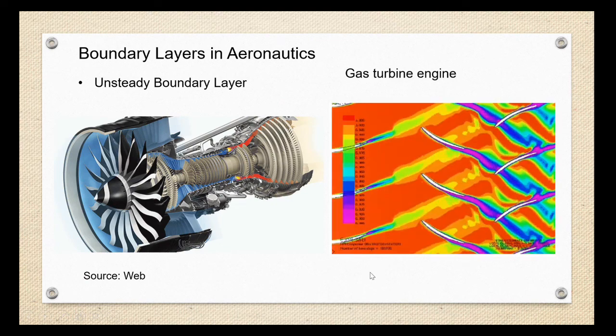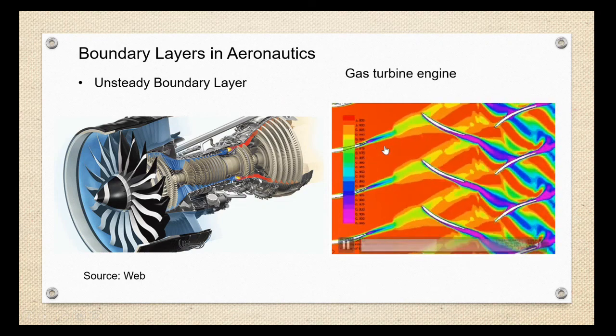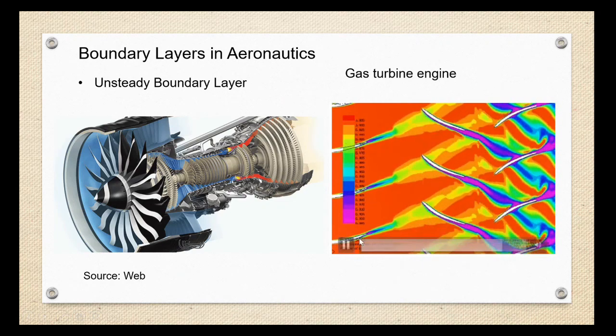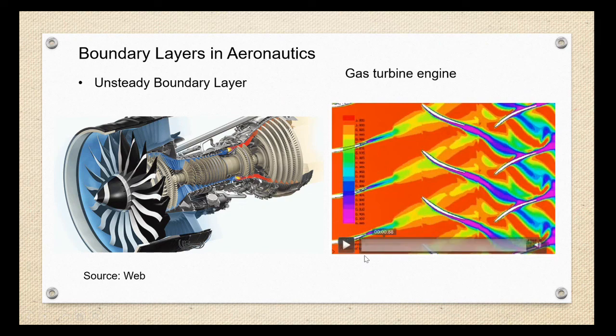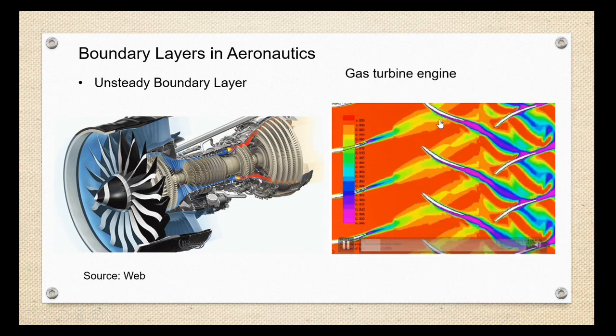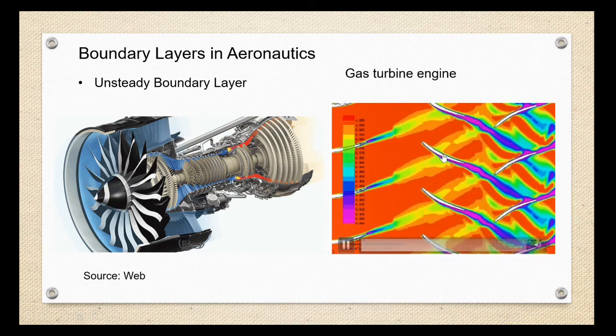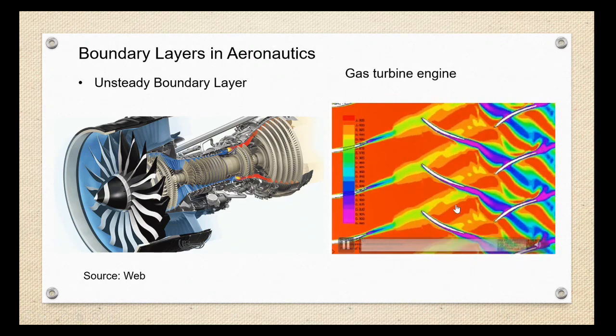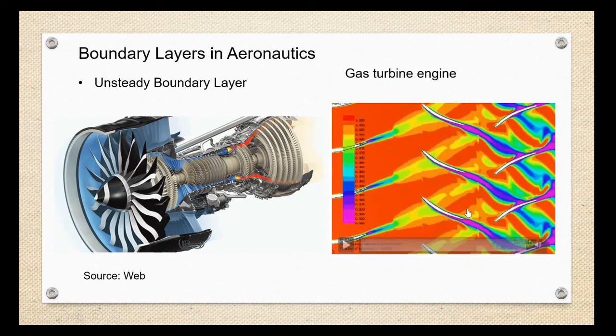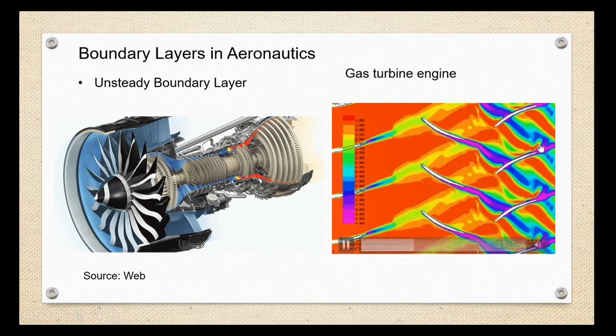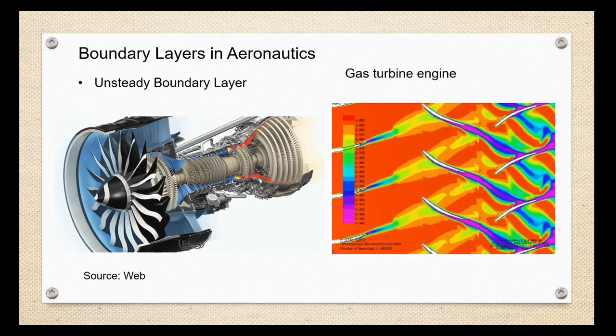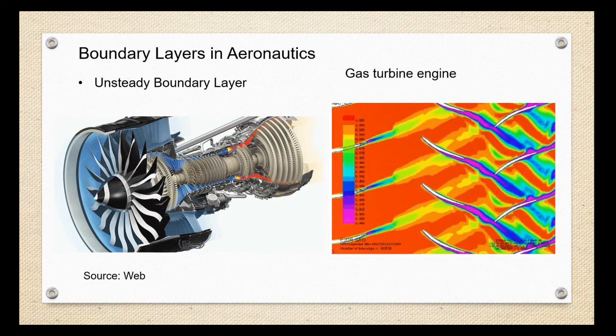So let me just run this video, and you can see that the wakes coming out of the stator stage, they are highly unsteady, and they interact with the boundary layer on the blades in the following rotor stage, and the same happens when this wake passes over the boundary layer on the stator stage. So this is a very highly unsteady sort of situation, much more complicated to understand.